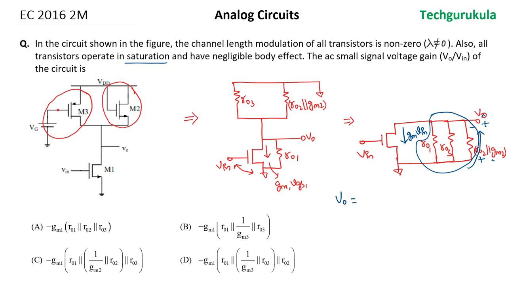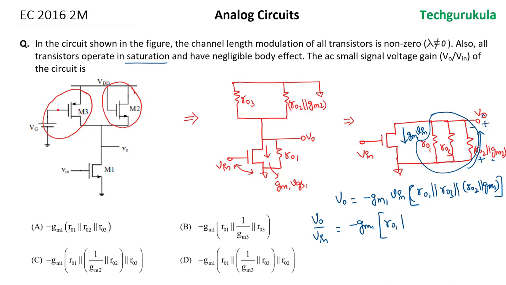Hence, we can say the output voltage V0 is equal to the current flowing through all the three parallel combination resistors, that is gm1 times Vin times r_o1 in parallel with r_o3 in parallel with r_o2 in parallel with 1/gm2. So hence we can write V0 over Vin is equal to minus gm1 times r_o1 in parallel with r_o3 in parallel with r_o2 parallel with 1/gm2.